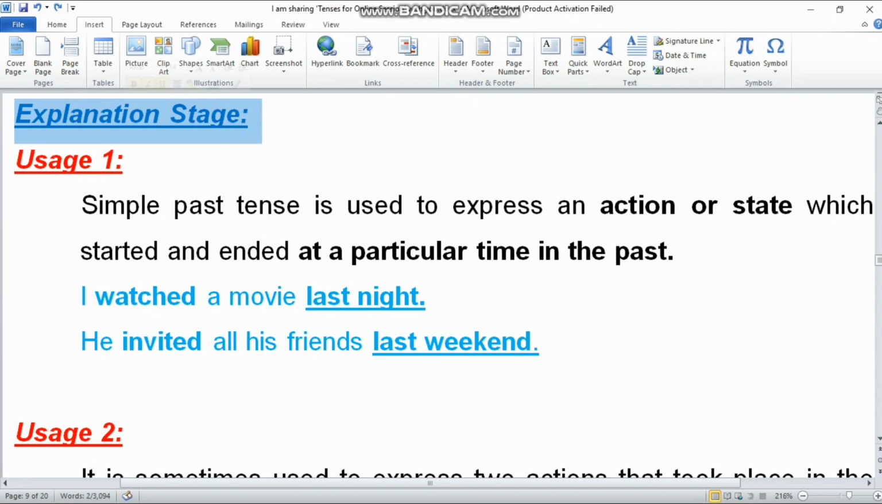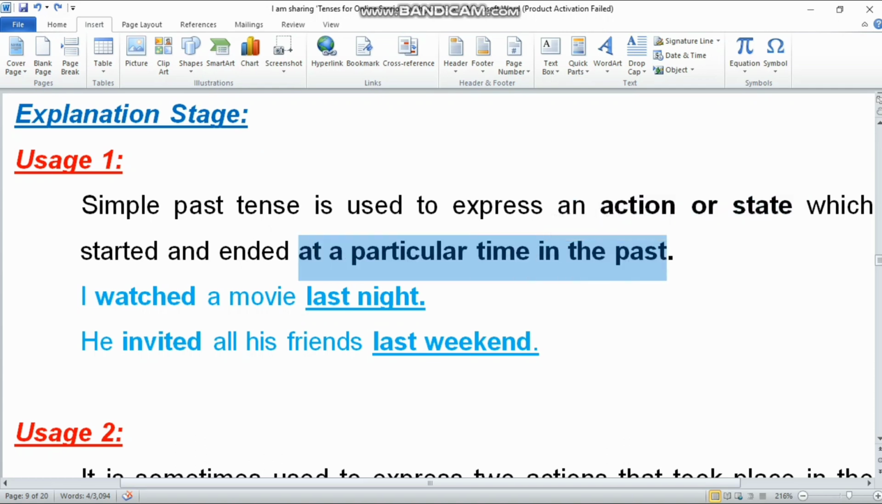Now we are going to talk about the explanation stage of simple past tense, where we will be discussing where and when simple past tense is used. The first usage comes as simple past tense is used to express an action or state which started and ended at a particular time in the past.